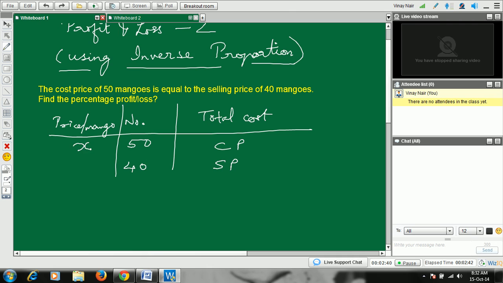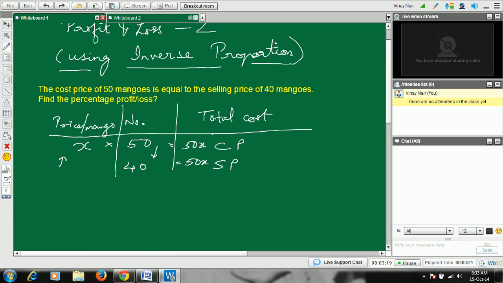So there is a certain price per mango. Let us say the price per mango is X when you are buying it. So X times 50, your total cost is 50X. So the total cost remains the same. That is what is said. The cost price of 50 mangoes is equal to the selling price of 40 mangoes, so the selling price of 40 mangoes is also 50X. So now the number has reduced, so we can again use this particular relationship. The number has reduced, so by how much should the price increase?